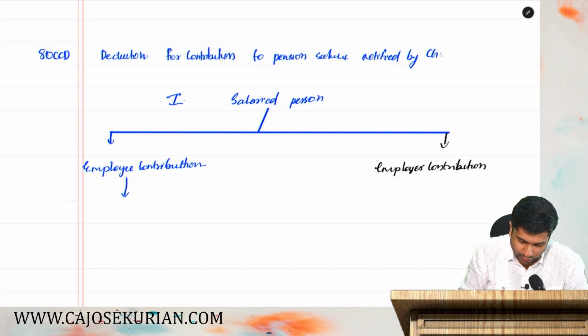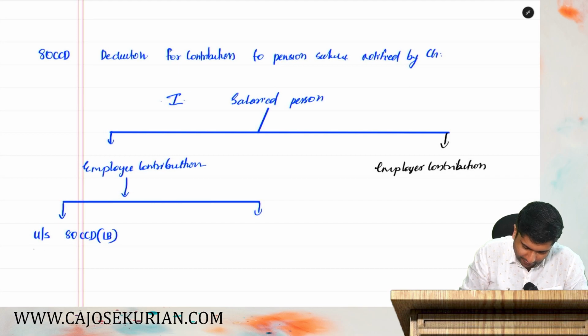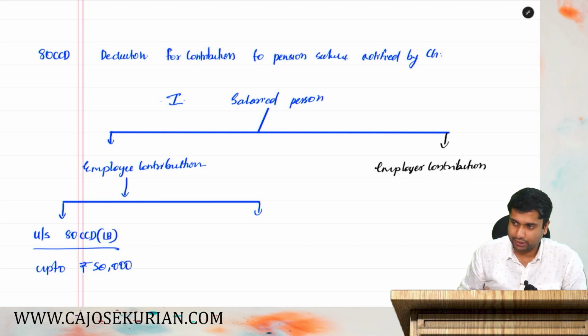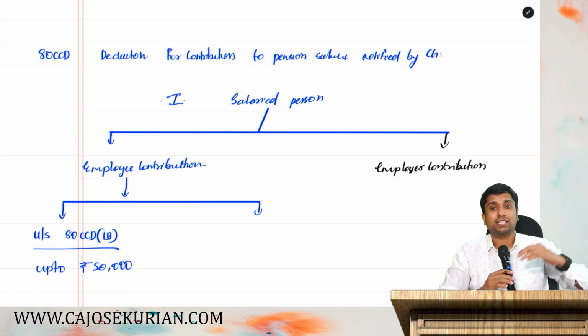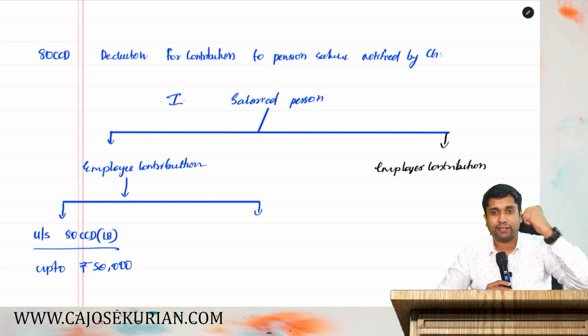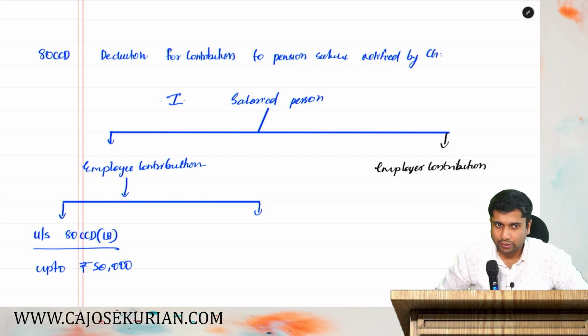And how to claim that deduction? You can split that also into two. Number one, under section 80 CCD subsection 1B, up to rupees 50,000 is allowed as a deduction. There is no condition, nothing. If your annual contribution is up to 50,000, you can straight away claim it as a deduction under 80 CCD. Are you all with me?